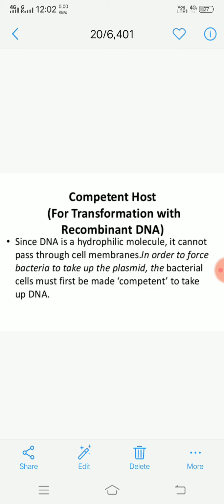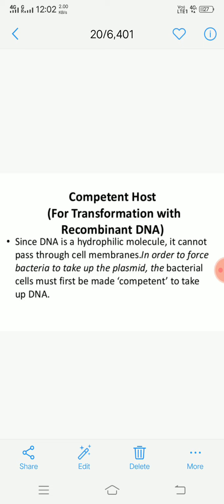DNA is mostly hydrophilic. Hydrophilic means water loving. But what is the nature of the cell wall or plasma membrane? It is basically made up of a lipid bilayer, which is hydrophobic, so this hydrophilic molecule cannot easily pass through the plasma membrane or the cell wall.